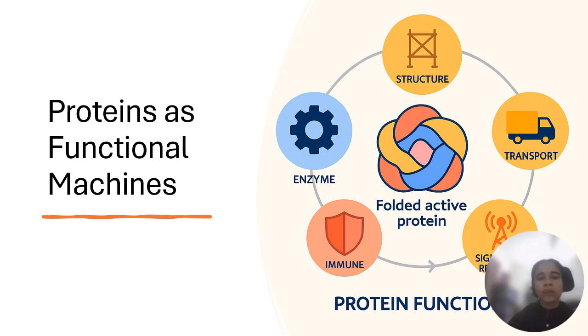Now let's see why proteins are so important. Think of proteins as tiny molecular machines inside every cell. Each protein has a specific structure that allows it to perform a specific task. Some proteins are enzymes. They speed up chemical reactions that keep life running. Some are structural proteins. They give strength and shape to cells and tissues.